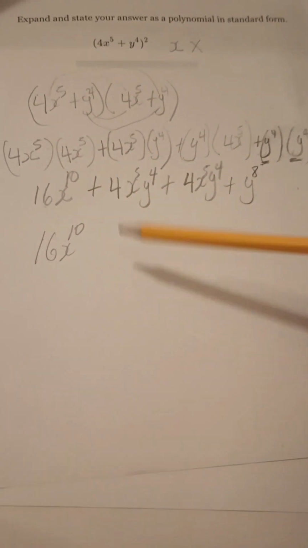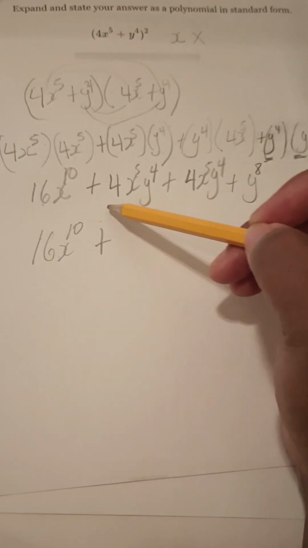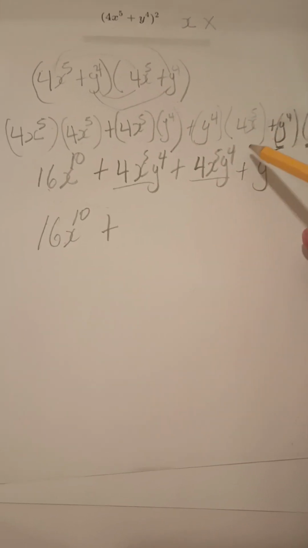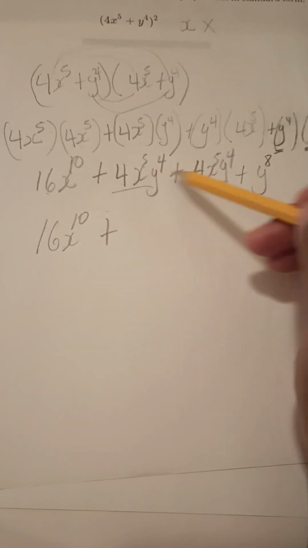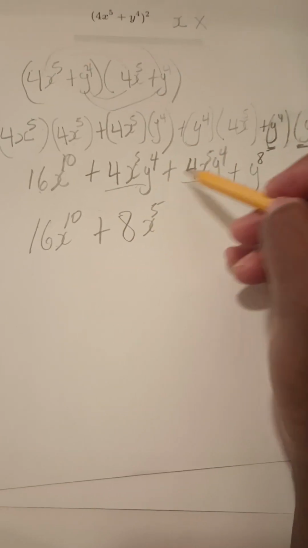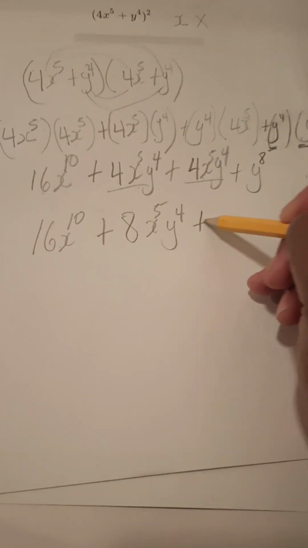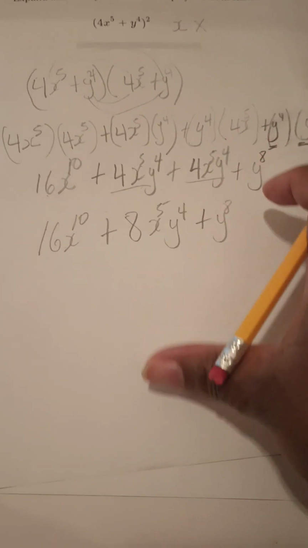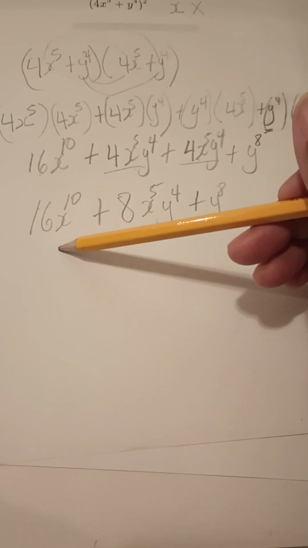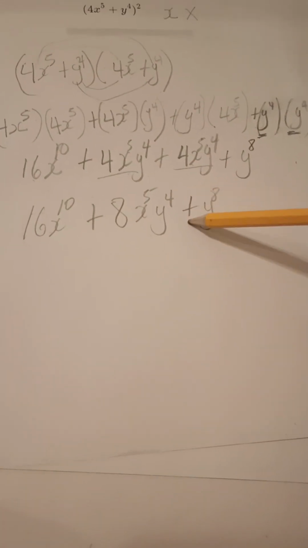So now I'm going to combine like terms. So I have 16x^10, I'm bringing it back down, plus I have a 4x^5 y^4 plus a 4x^5 y^4. So I'm going to add these together. So 4 plus 4 is 8. I'm going to replace my x^5 and my y^4. And then I have plus y^8. Nothing to add with that. There's nothing else you could combine. So your final answer is 16x^10 plus 8x^5 y^4 plus y^8.